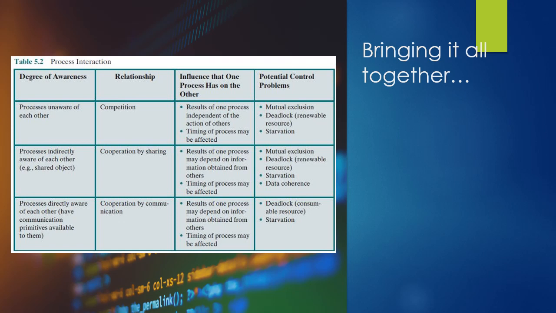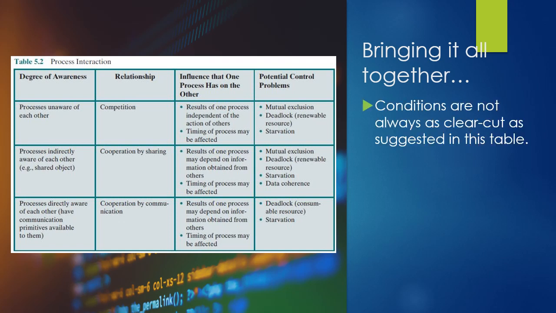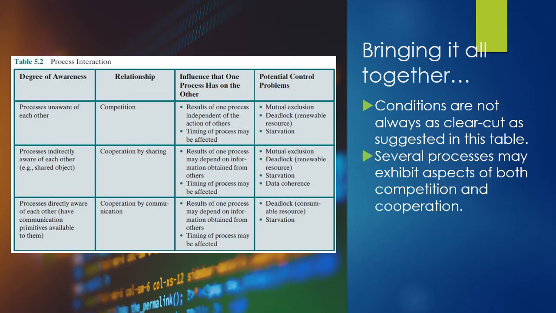This table brings all the kinds of process interaction in one place. Conditions are not always as clear-cut as suggested in this table. Several processes may exhibit aspects of both competition and cooperation.